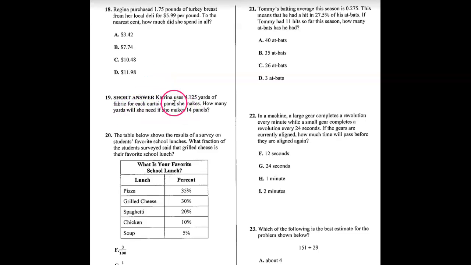Number 19, it says Katrina uses 4.125 yards of fabric for each curtain panel that she makes. So this is for one curtain panel, right? So how much will she need if she needs 14? So all you're going to do is, instead of 1, we're multiplying by 14, right? It already gives us the unit rate. Now we have 14 panels, so we just multiply those together.